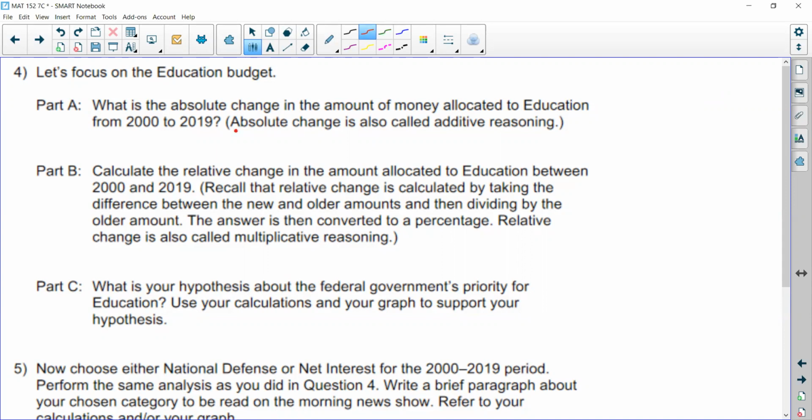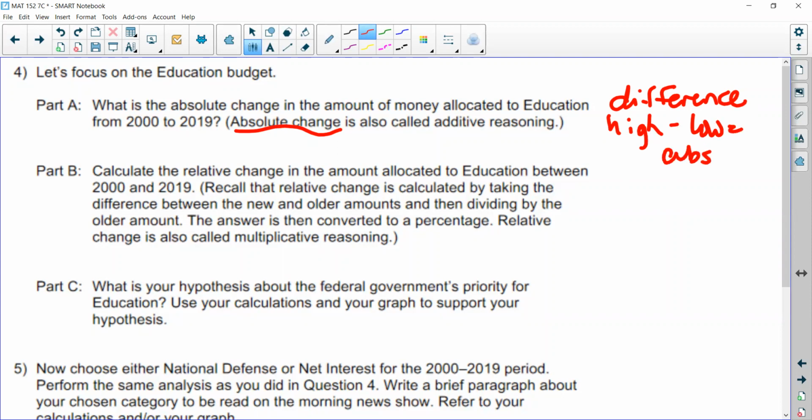So to find the absolute change, you're going to take the difference in the numbers, and you're going to do the high number minus the low number, and that's going to be the absolute change. So for the absolute change here from 2000 to 2019, if we look at education and budget, our charts show that the education in 2000 is 53,766 million. And in 2019, it's 136,752 million. So I'm going to take the higher number, which is 2019, minus the lower number, which is 2000.